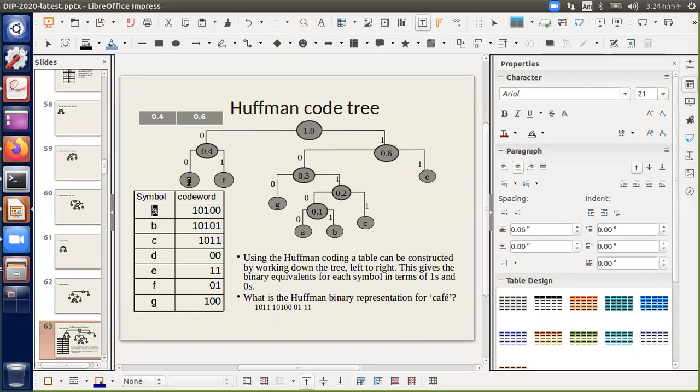So you will get D. D is lying on the 0, 0 path, so D is assigned 0, 0. What about F? F is assigned 0, 1. So this 0, 1 and the 0, 0 are used as a representation for those symbols during compression.